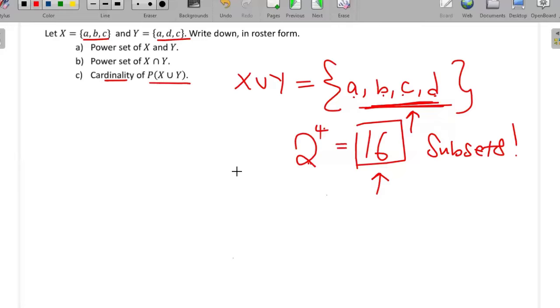But do we need to list those 16, or do you just leave the answer like that? No, we don't have to list them because they didn't ask us to list them. You can see the question, they're just saying find the cardinality. So you just have to find how many they are. So the cardinality is 16. Okay. All right.